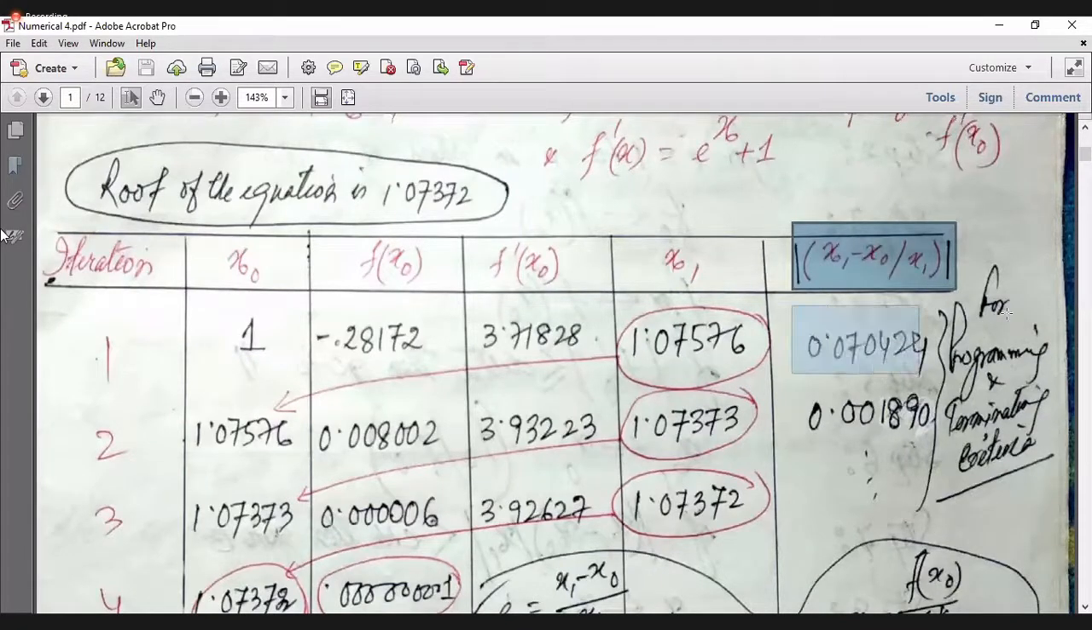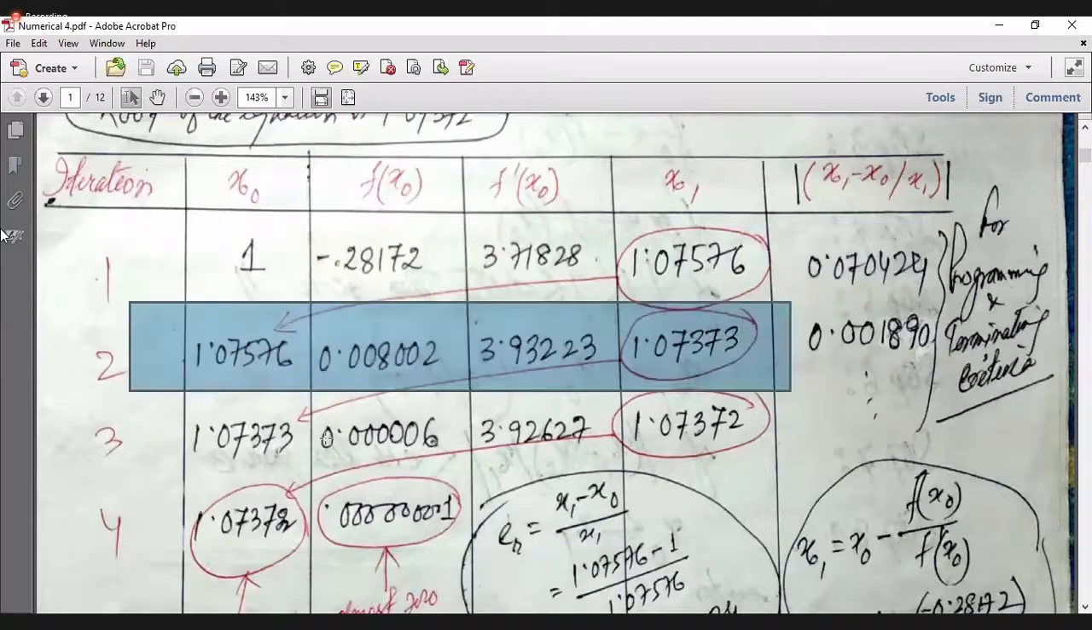Okay, here I have written this. This is for programming and for terminating criteria, how to terminate our loop. So for the next iteration, what shall we do? If you cannot understand the first line, you look at here again.